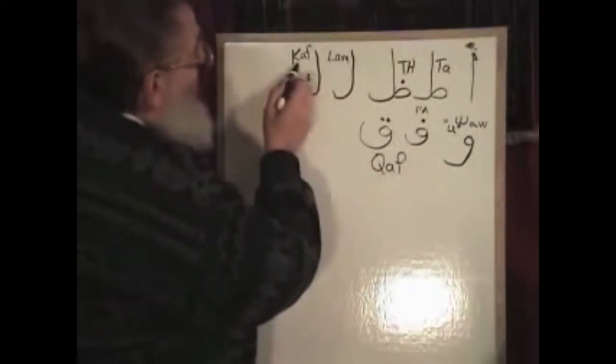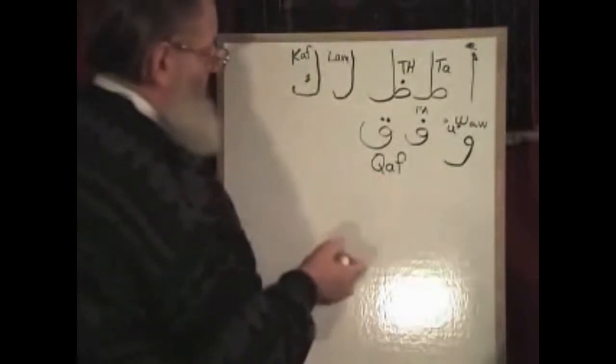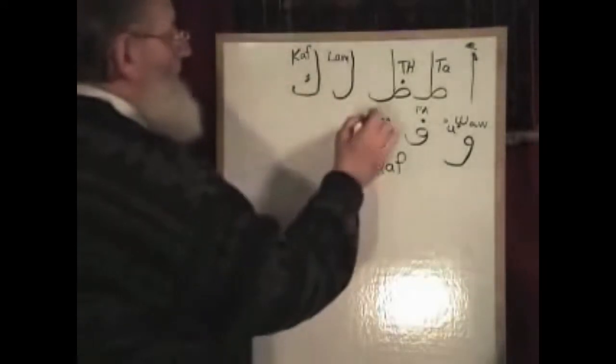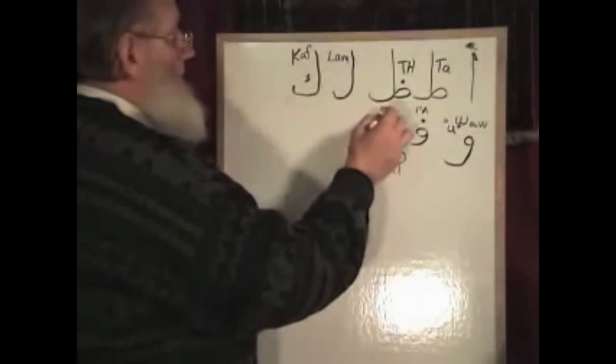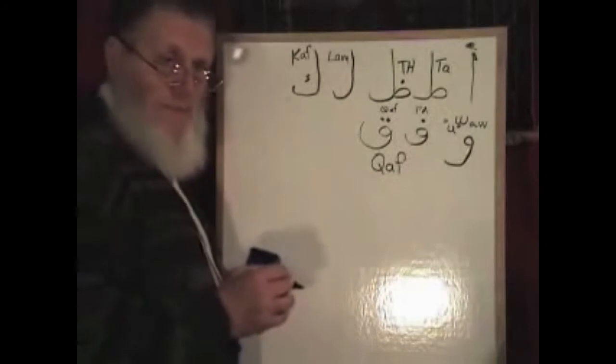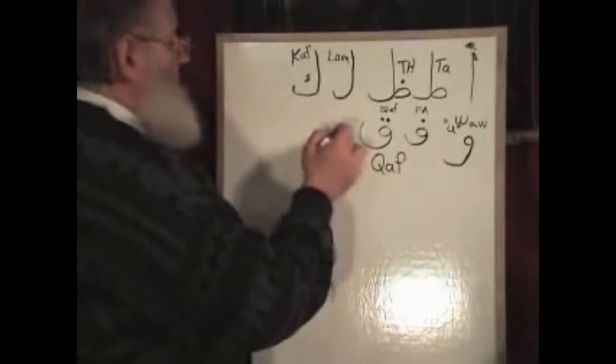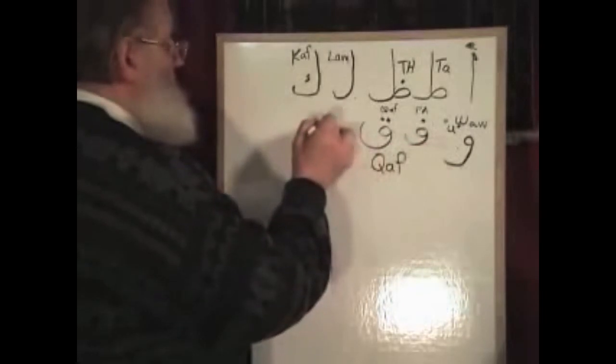Don't confuse it with kaf. This is regular kaf. This is a K. This is a qaf, like that. Okay? So we got that one right there. Now what's the next one that's round like this? We have another one. And it's a little bit amazing, but not as amazing as the wow.